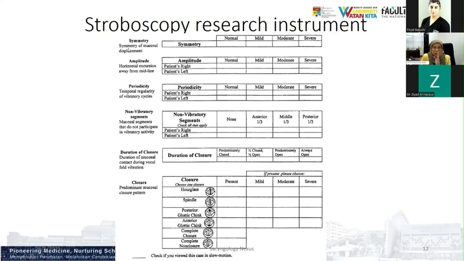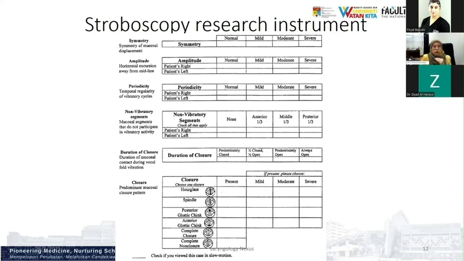So in this stroboscopic instrument, SRI, you look at this. First, when you see the vibration, you document whether the mucosal waves are symmetrical or not. And number two, you see left and right, whether the amplitude is normal or not.